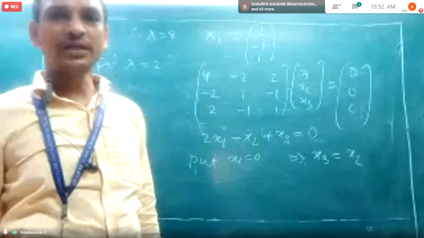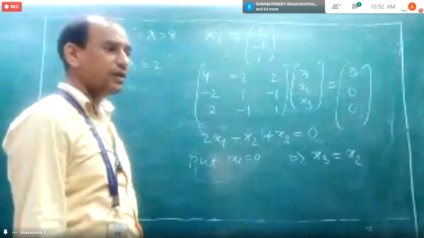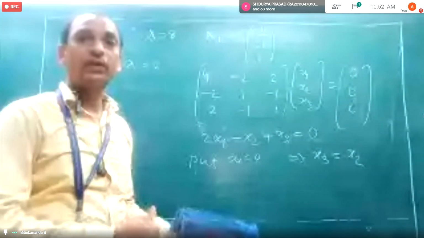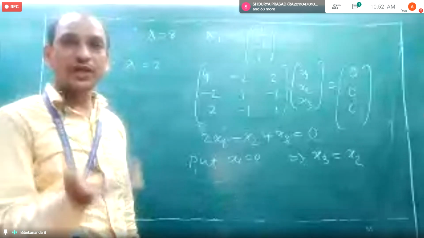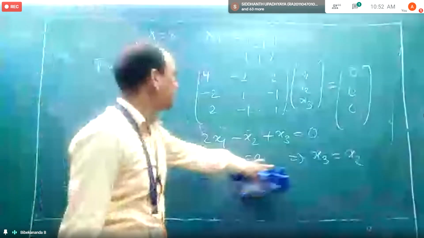x2. Which one is the free variable? x2 is the free variable. Always we write the higher term in terms of the lower term. x3 we should write in terms of x1 or x2. Okay, and so this is the thing.